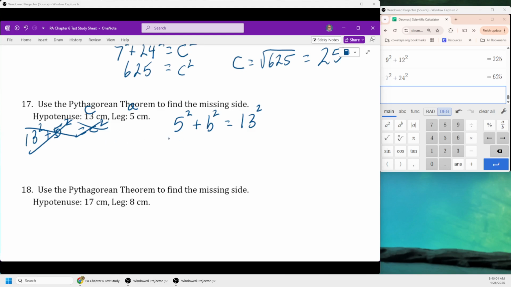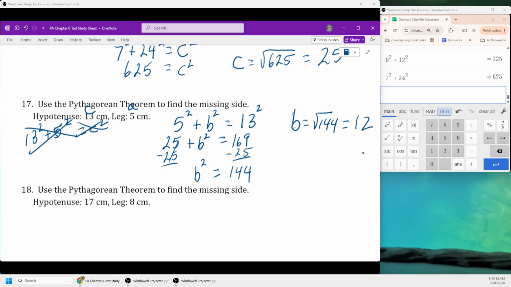Okay, so 5 squared is 25, and 13 squared is 169. So we subtract that, and we have b squared is equal to 144. Then b will equal the square root of 144, which is 12. All right. Are there any questions on that? All right, then do number 18.